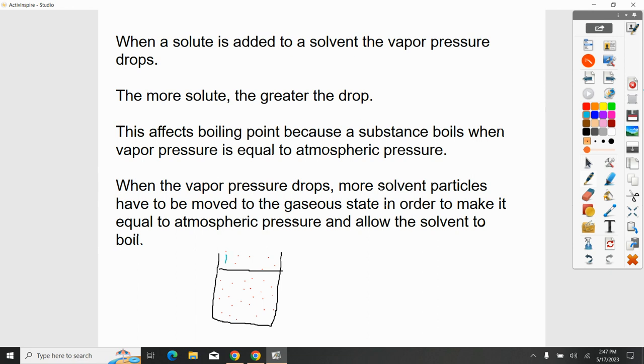Those water molecules that are above the surface are going to push back down on the surface of the water. So they're going to apply a pressure on the surface. They're going to bounce off of it. They're going to push down on it. That pressure they apply is vapor pressure. And every one of them is going to push back down on it. So the more particles we have up here, the greater that vapor pressure is going to be.